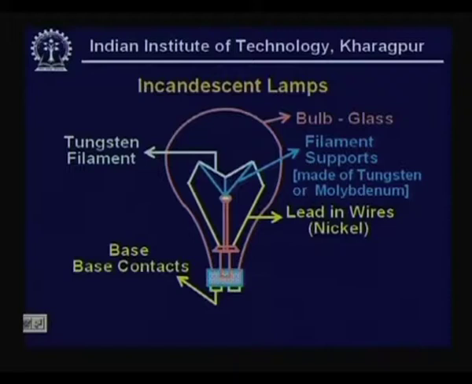There are filament supports which are made of tungsten or molybdenum. The glass envelope is there, and you have the two base contacts through which electricity flows into the bulb. That is the basic structure of a bulb. Now, this envelope in the early stages was completely evacuated. These base contacts are invariably made of tin and the base cap is made of aluminum. So, these are some of the issues.